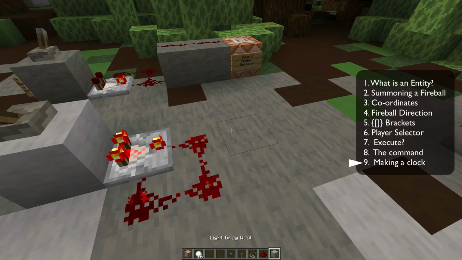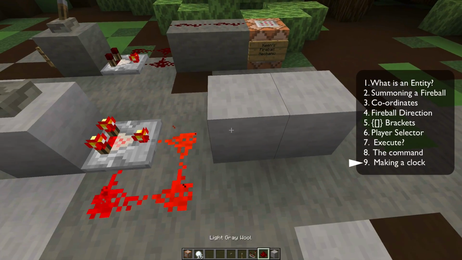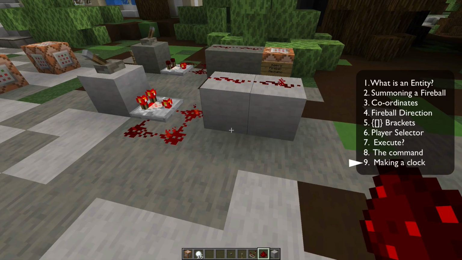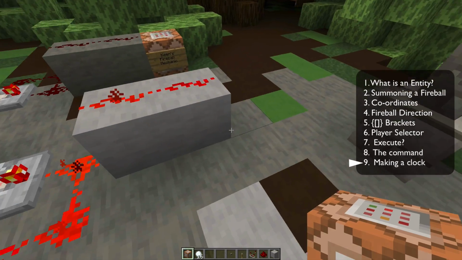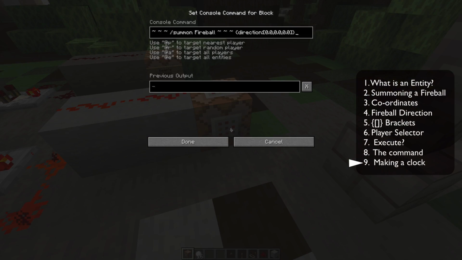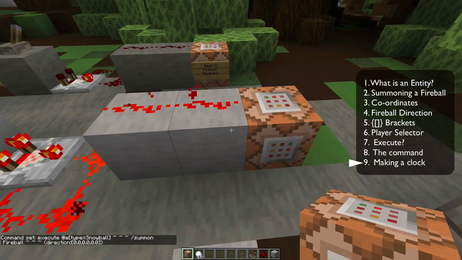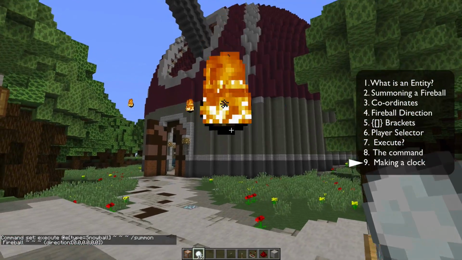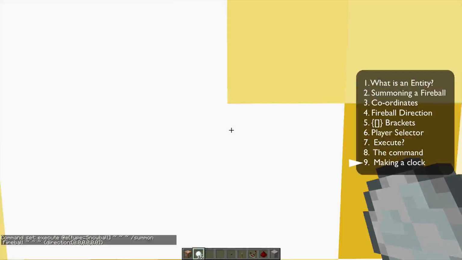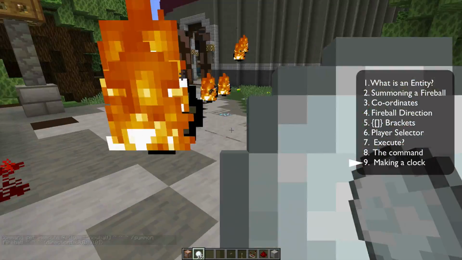Next we're going to put down a block, put down another block, and run your redstone wire over it. Then we're going to take this command we created over here and just add it to the end here, like so. And that's it. That command will now always run. So when I now throw my snowball, I now have fireballs. How absolutely cool is that?